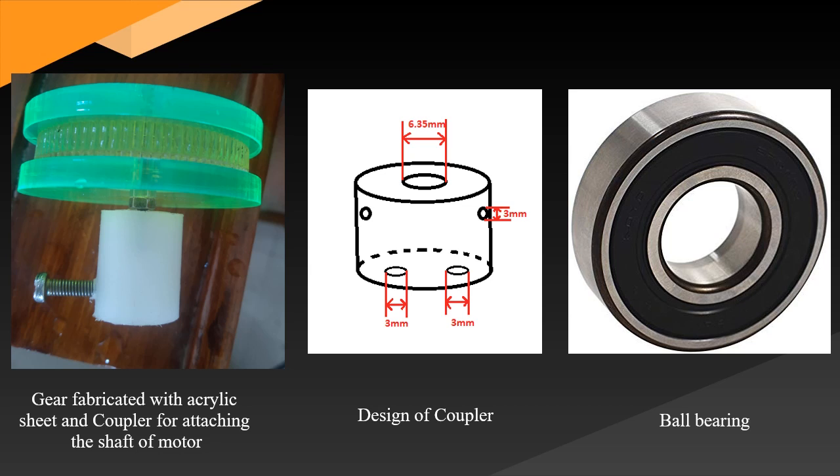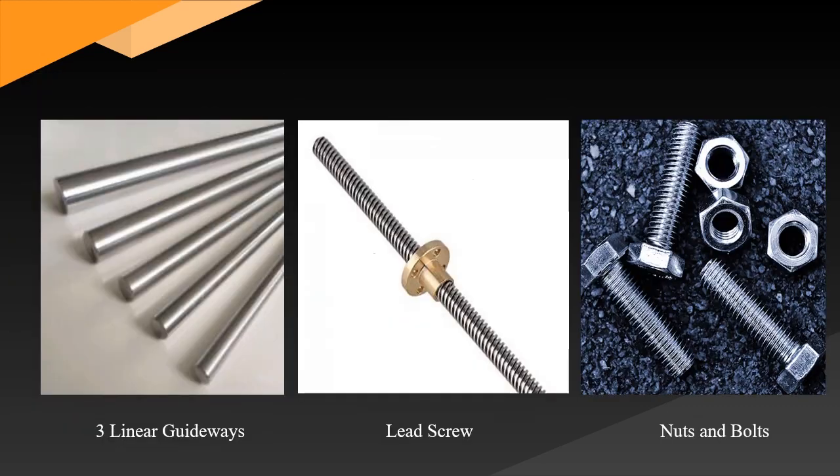We need ball bearings for the revolute joint. We need a ball bearing in between gears for the base revolute joint and for the third revolute joint. We need three linear guideways for sliding of the second prismatic joint and a lead screw setup for the up and down motion of the second prismatic joint using a motor. And we need nuts and bolts for the assembly of the whole model.